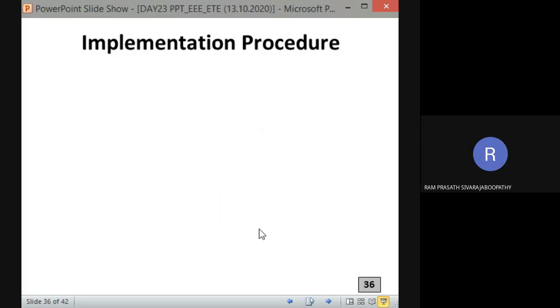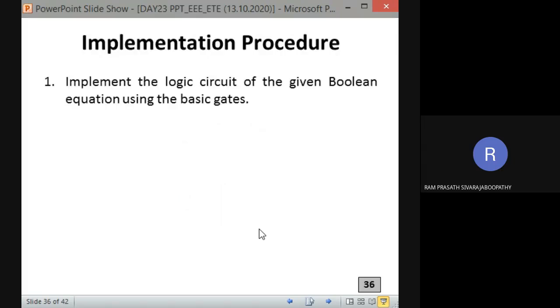Okay, fine. So now we are going to implement any Boolean function using universal gates. Implement the logic circuit of the given Boolean function using basic gates. Okay, first thing to design any circuit using NAND or NOR alone. NAND gate மட்டும் வெச்சு பண்ணனும் இல்ல NOR gate மட்டும் வெச்சு பண்ணனும்னா, first என்ன பண்ணனும்? You have to do it with basic logic gates. First step you have to do AND gate, OR gate, NOT gate. இது மட்டும் தான் இருக்கணும்.